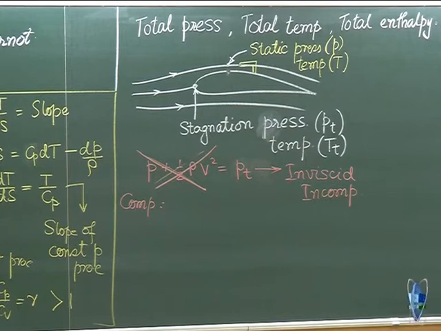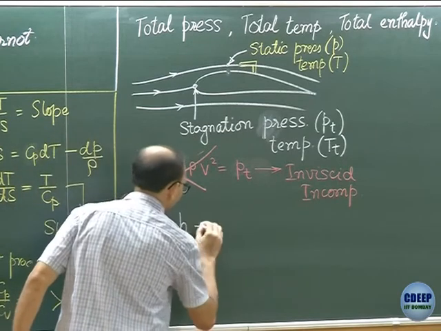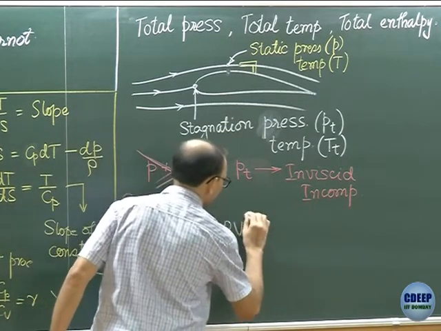But what's the equivalent thing you can use? H plus half rho v squared. You're absolutely right. No, not quite right. H plus half rho v squared, let's write it, and then see if we got it right or not. Is H plus half rho v squared constant?